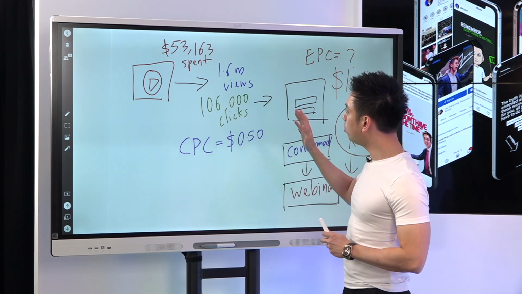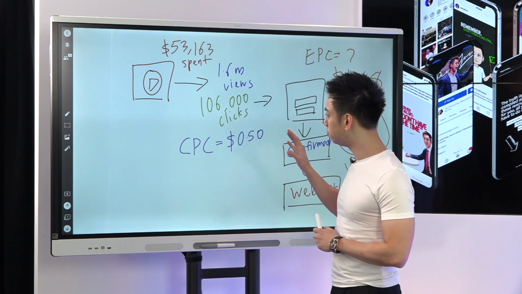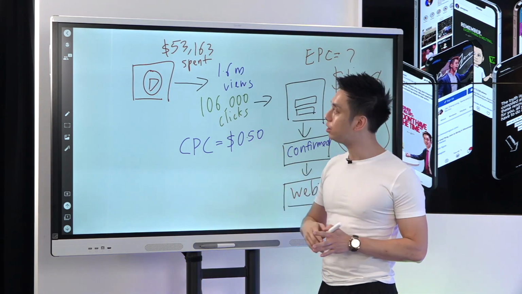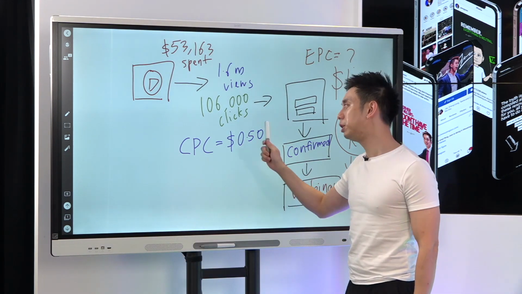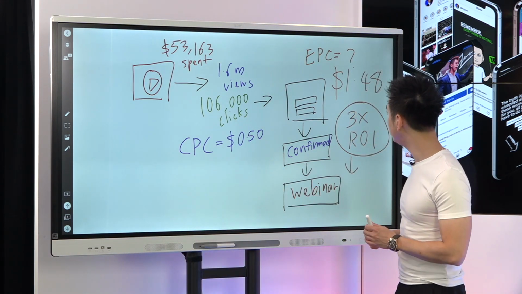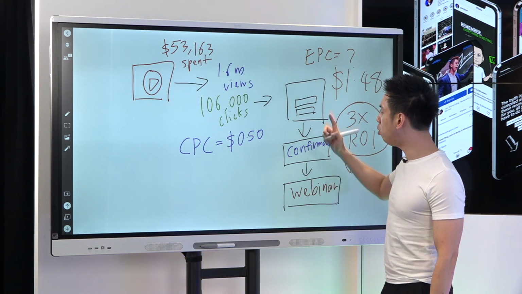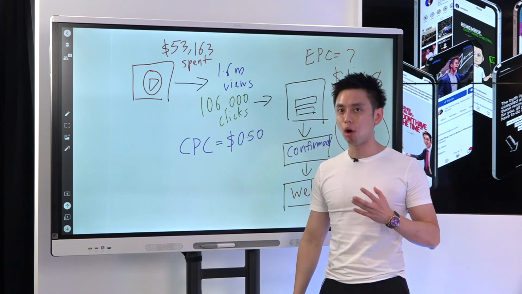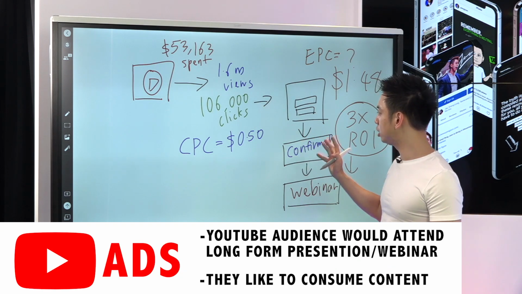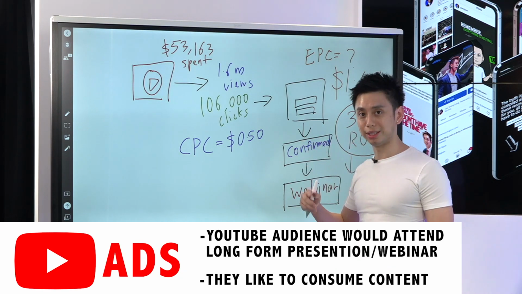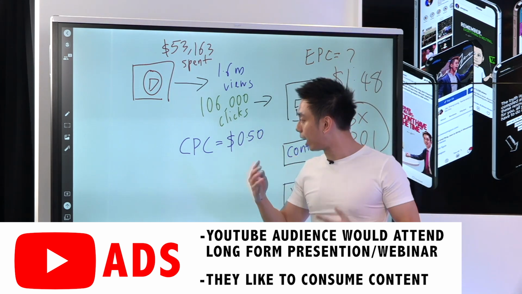And the reason why we can scale comfortably and the reason why I love YouTube ads is because compared to Facebook ads, a YouTube click sometimes might be slightly higher. It could be lower depending on the market and who it is you're targeting. But what I can say for sure with absolute certainty is that if you are sending people to some sort of long form webinar or presentation, a YouTube audience is way more likely to attend and watch it. Why? Because that's how they like to consume content.